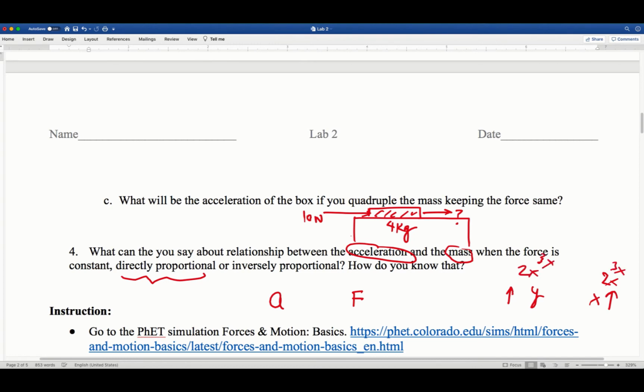That's the direct relationship. Now inverse is, again, let's say you have two variables, if you double this, this would be 1/2. If you triple this, this would be 1/3. Okay, 1/3 times. If you quadruple this, this would be 1/4 times the original value. So that's the inverse relationship. So you need to decide whether there is a direct or inverse relationship between acceleration and force.